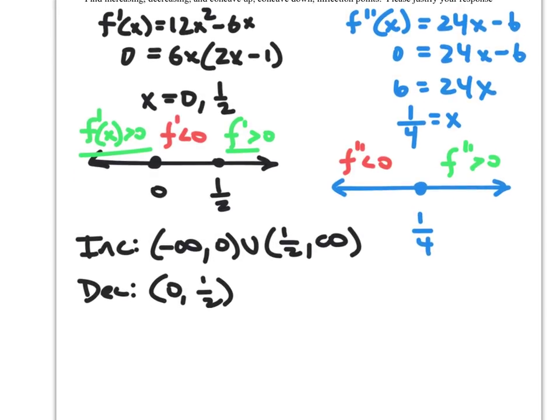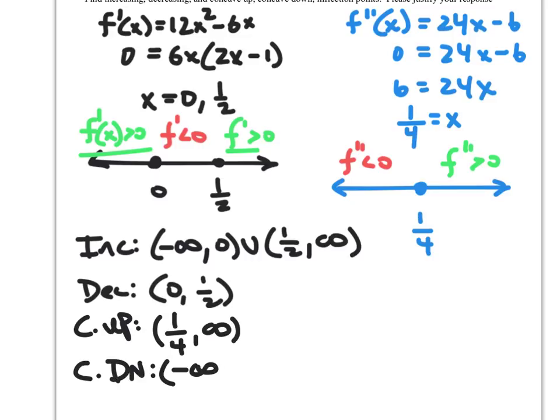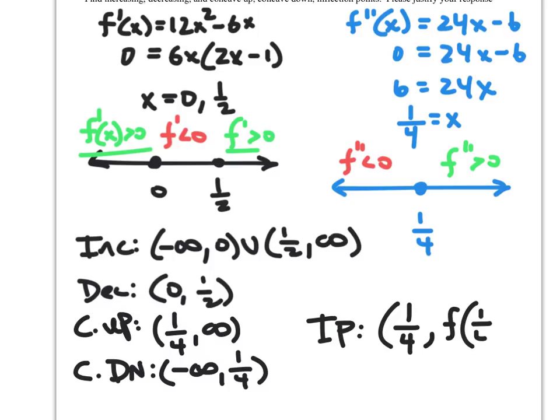It'd be concave up from 1/4 to infinity, and concave down from negative infinity to 1/4. The point of inflection, there's only one of them, would be at x equals 1/4 and y equals f of 1/4. I'm not going to do it, but you can calculate that one on your own.